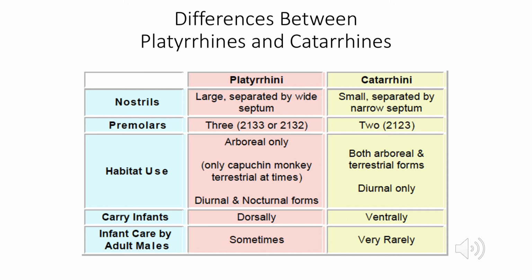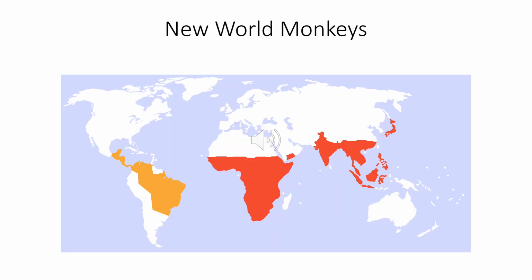Platyrrhini, New World monkeys, are going to carry their infants dorsally on their backs. So these infants are going to go for a piggyback ride, where our Old World monkeys are going to be carried ventrally, which is on our fronts, chest to chest. Infant care by males is sometimes seen in our Platyrrhines. We'll see with some of our little Callitrichids that males do play a large role in infant care. But once we move into our Old World monkeys in the next section, very rarely are males involved in any infant care. So for today's module, we're going to be focused on our New World primates.